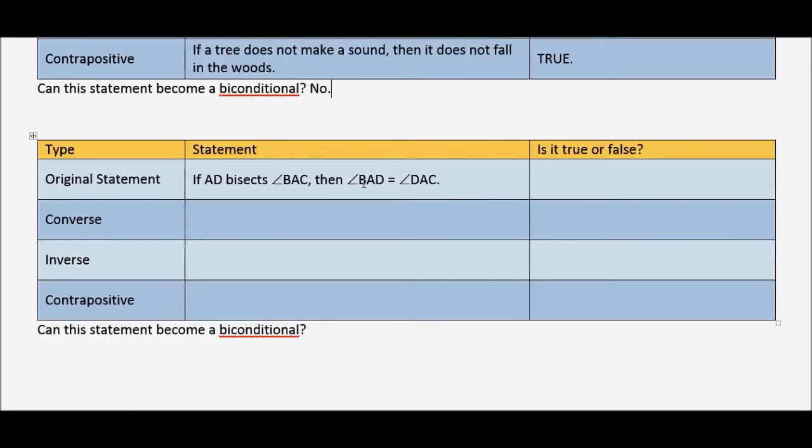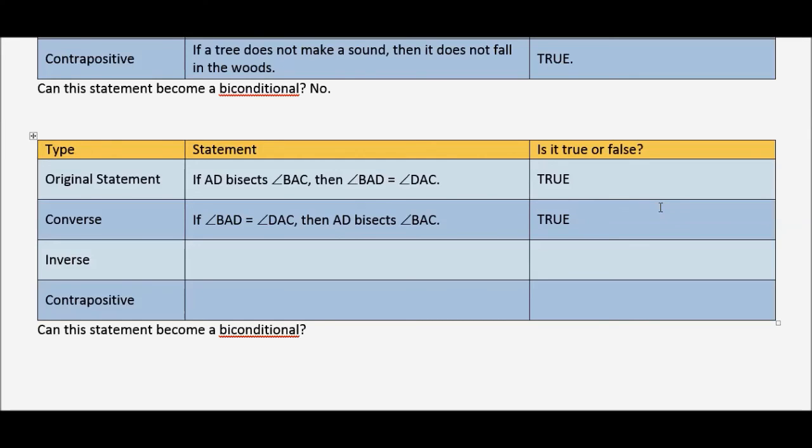Finally, if AD bisects angle BAC, then angle BAD is equal to angle DAC. This is the definition of a bisector. So this is a true statement. It's a definition. Now, if angle BAD is equal to angle DAC, then AD bisects angle BAC. Okay, again, yes, this is true. This is defining bisector.